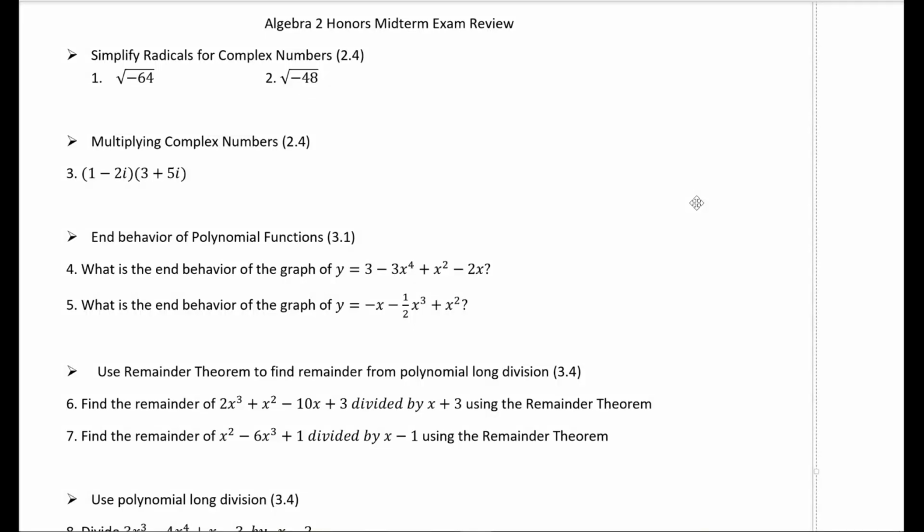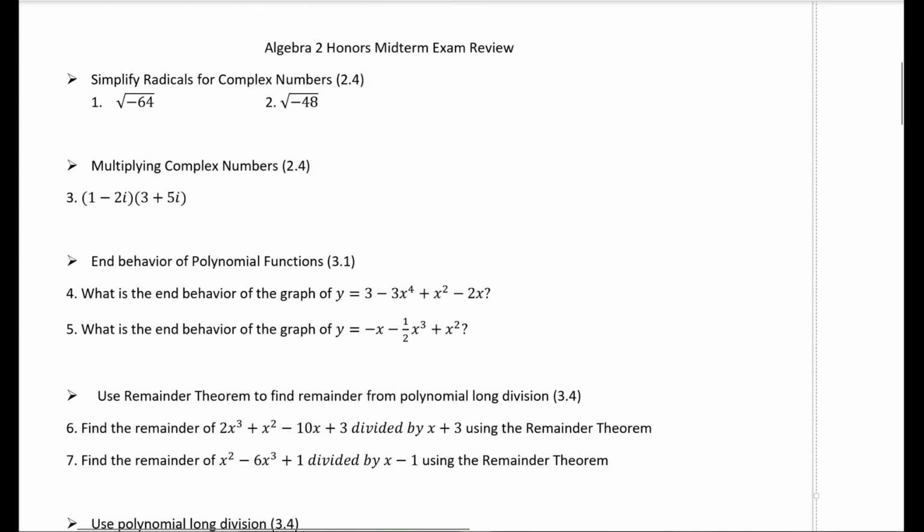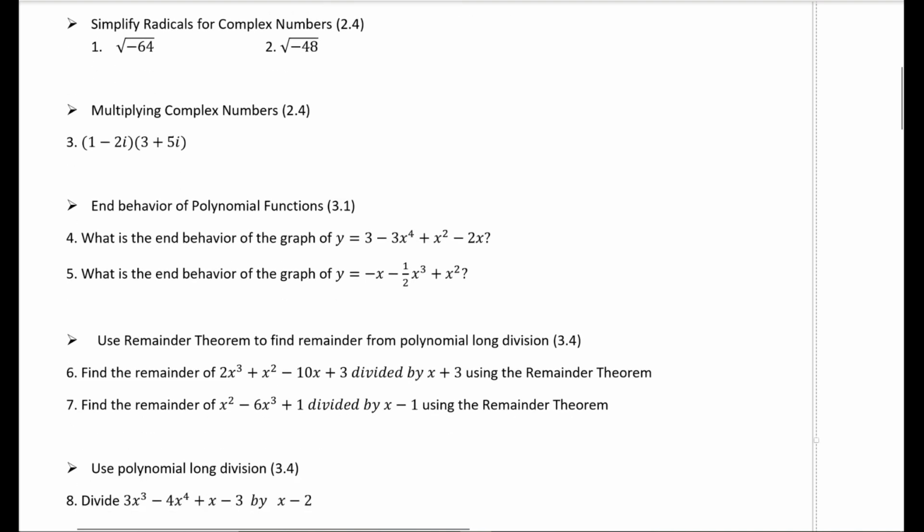So I went ahead and changed up some of the numbers in the problems. So this is completely different, same problems but different numbers. So let's get started with simplifying radicals for complex numbers.